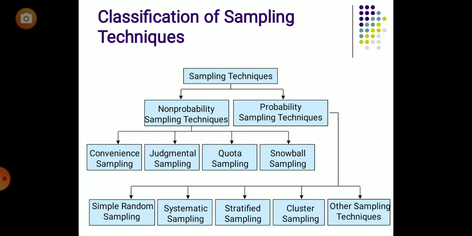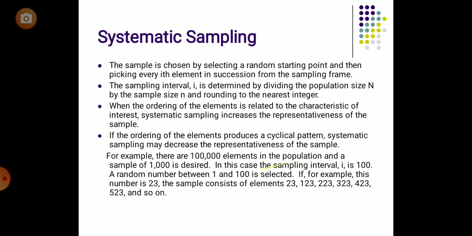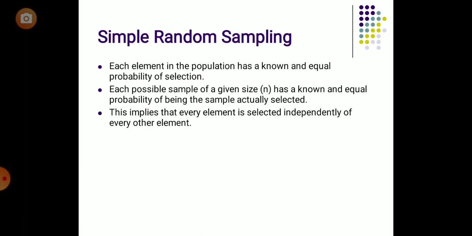So basically these are the different methods of probability sampling: simple random sampling, systematic sampling, stratified sampling, cluster sampling, and other sampling techniques. First we are going to discuss simple random sampling. In simple random sampling, from the population we select our sample on a random basis. This is known as random sampling. Let's say we have 52 cards and we want to select 3 cards. How are we going to select these 3 cards? Randomly we pick any 3 cards. So this is an example of simple random sampling.